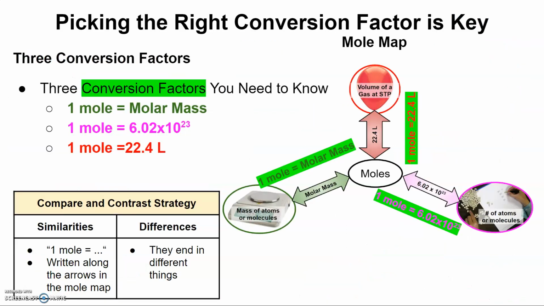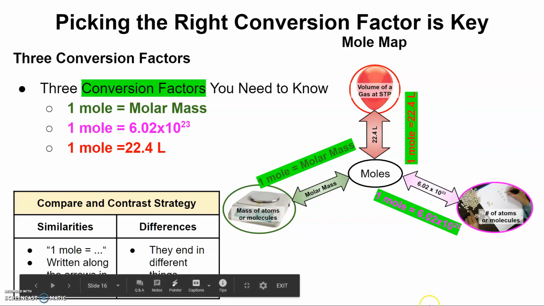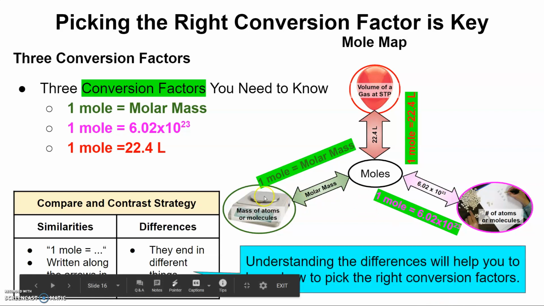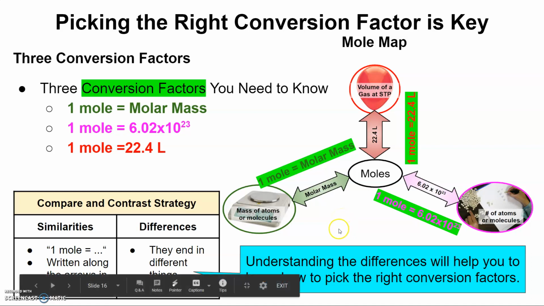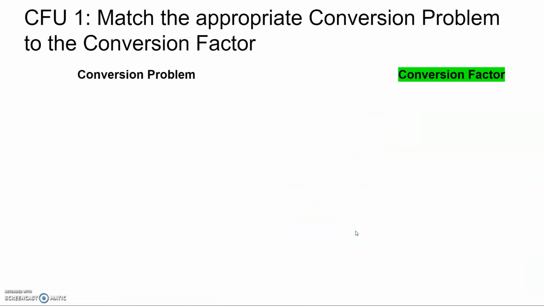All right, so now that we understand the purpose of the conversion factors as explained by their similarities, now let's take a look at their differences. So in terms of differences, they all sort of end in something different. They all start with 1 mole is equal to something, but they all end in something different. Some end in molar mass, one ends in 6.02 times 10 to the 23, another ends in 22.4 liters. So we're going to take a look at these differences to help us know how to pick the right conversion factor.